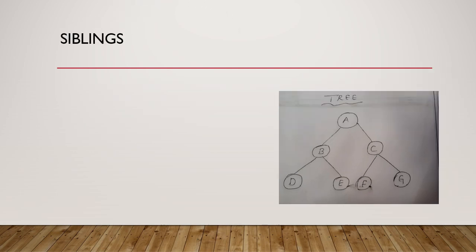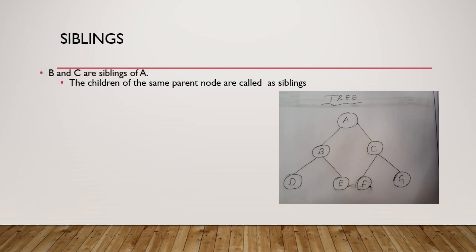So next one is we are going to talk about the siblings. What is meant by siblings? Siblings are nothing but children of the same parent node. Children of the same parent node we are going to call as the siblings. In this particular example, D is the sibling of B, whereas F and G are the siblings of C. B and C are siblings of A. That means children of the same parent. Even though B, C, D, E, F, G are the children of A, all are not siblings, we can tell only B and C are siblings.